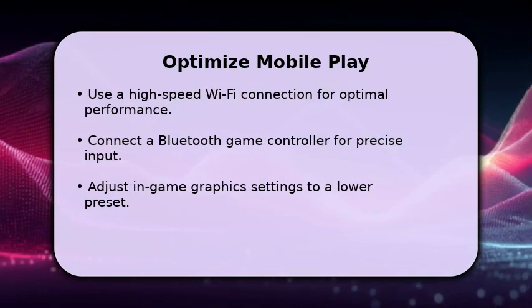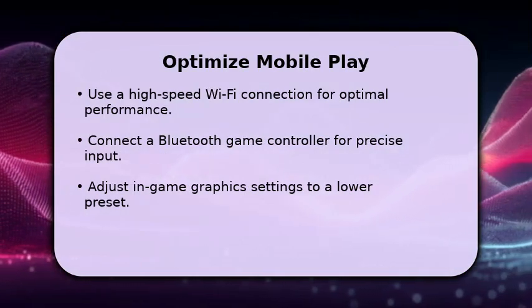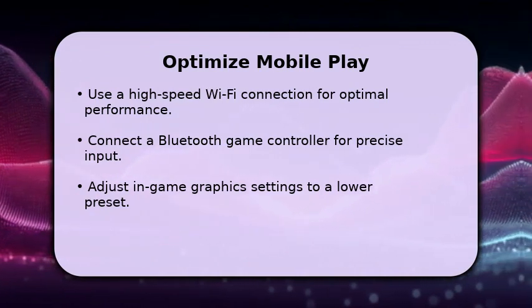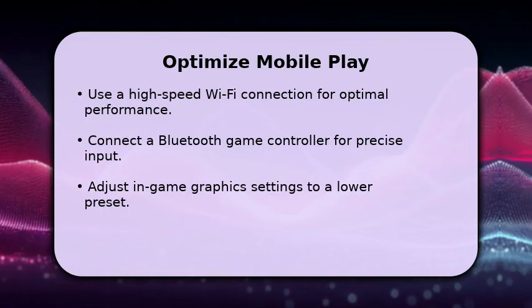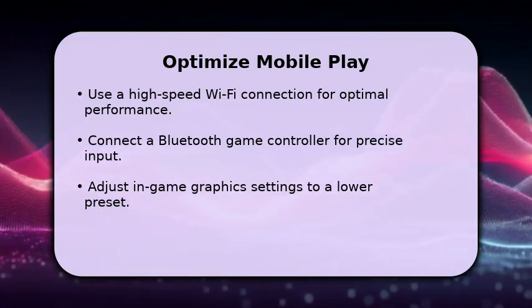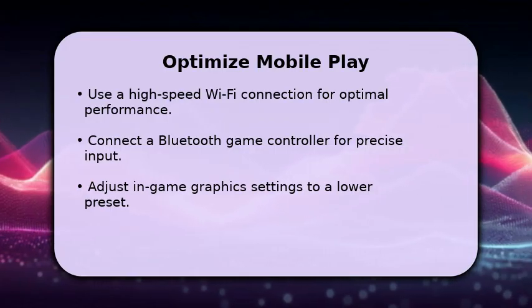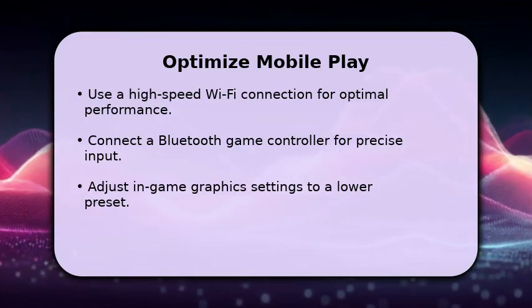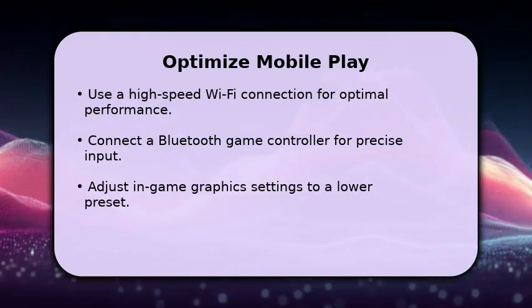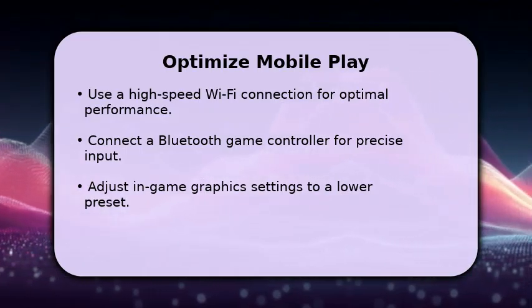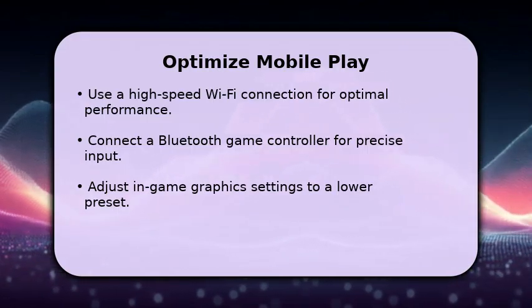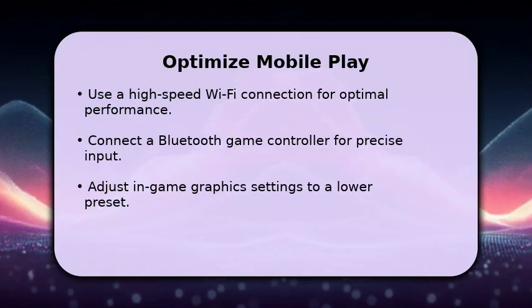To get the best possible experience playing BeamNG.Drive on your mobile device, there are a few optimization tips. Always use a high-speed Wi-Fi connection, ideally 5 GHz, to minimize latency and ensure a clear stream. Consider connecting a Bluetooth game controller for much more precise and immersive control than touchscreens offer. Also, try adjusting the in-game graphics settings to a lower preset to improve streaming fluidity. Finally, keep your mobile device charged or plugged in during longer play sessions.